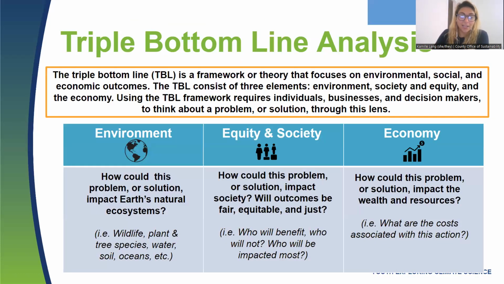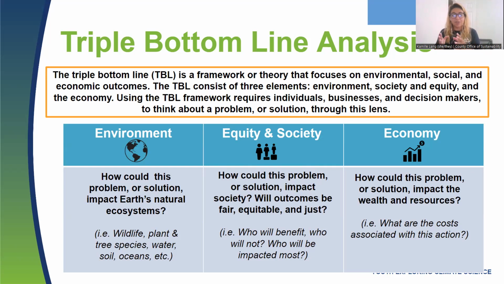A tool that I like using to help us keep focused when we're thinking about all these big problems is a triple bottom line analysis. A triple bottom line analysis is a framework, like a table you can see here, that helps us ask these questions and categorize our answers so we can see the full scope of the problem or solution. We think about it from 3 different perspectives, starting with how the problem or solution will impact Earth's natural ecosystems or the environment.